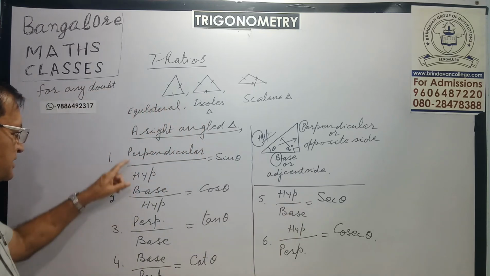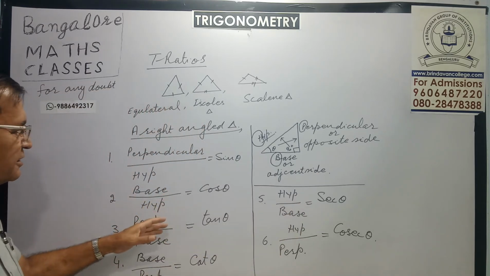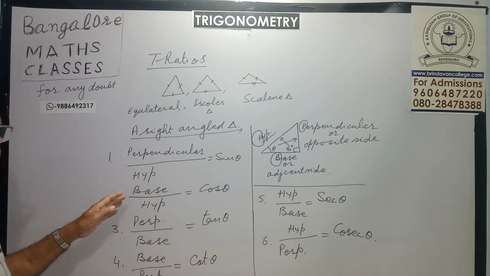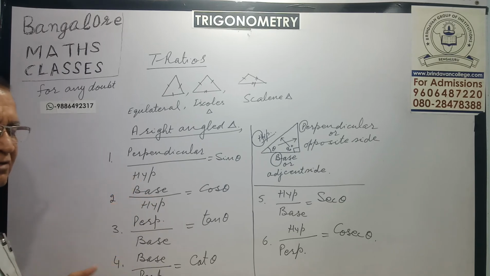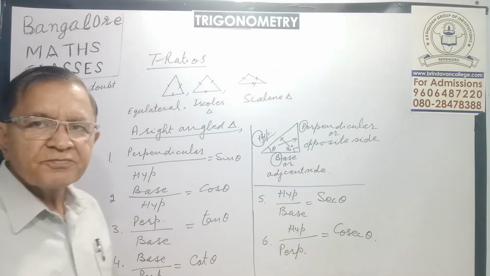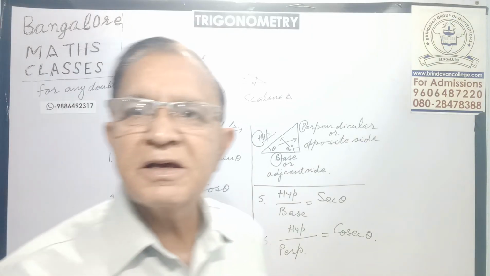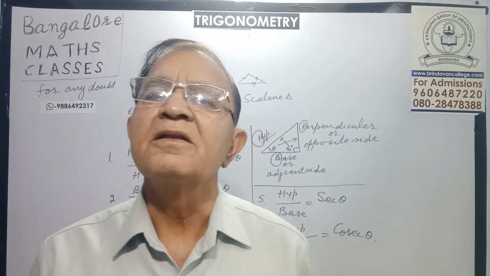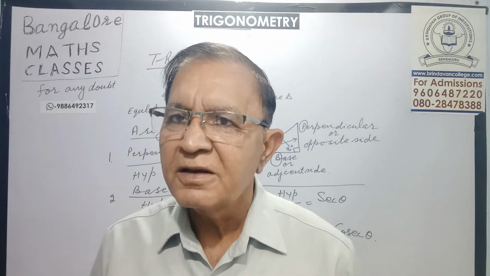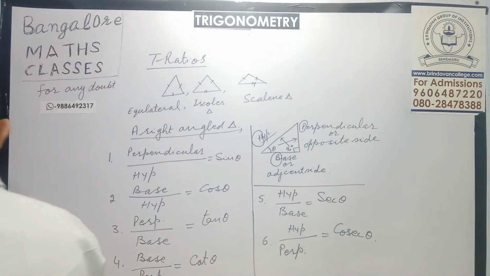So from these ratios, and since we have already done angles and their measurement, we can find algebraically the sides of the triangle. So this is the topic we are going to do today.